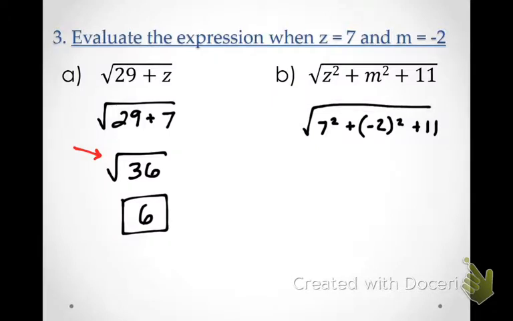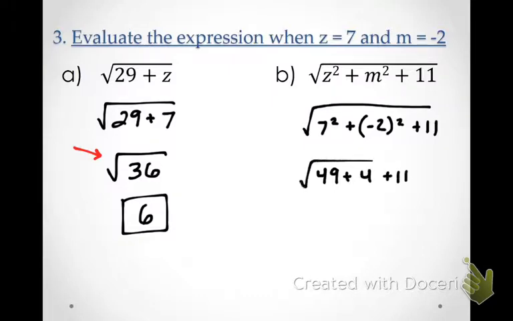All right, let's do all of the work underneath before I try to find out what the square root is. What is 7 squared? 49. Plus, what is negative 2 squared? 4, because negative 2 times negative 2 equals 4, and then I'm going to bring down my plus 11.